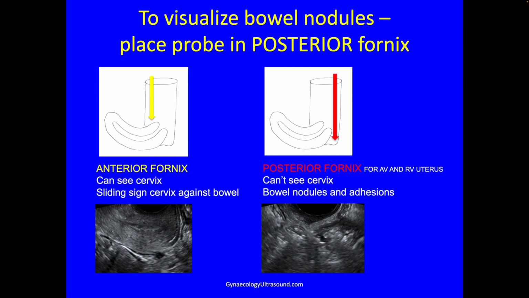Next, bowel. So to look at bowel nodules, you really need to go through the posterior fornix, because this is where you'll be closer to bowel. This is bowel here. You will be able to see nodules and adhesions if they're there, if you look carefully.